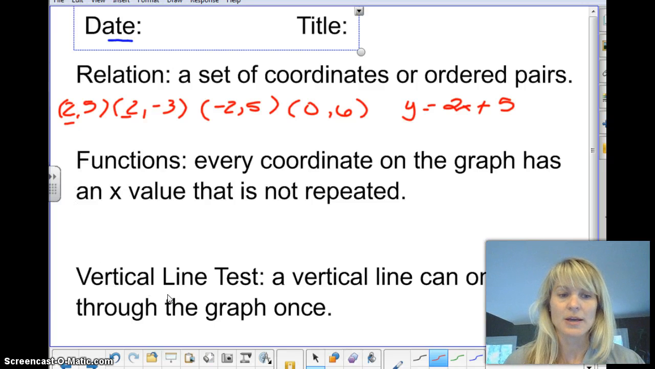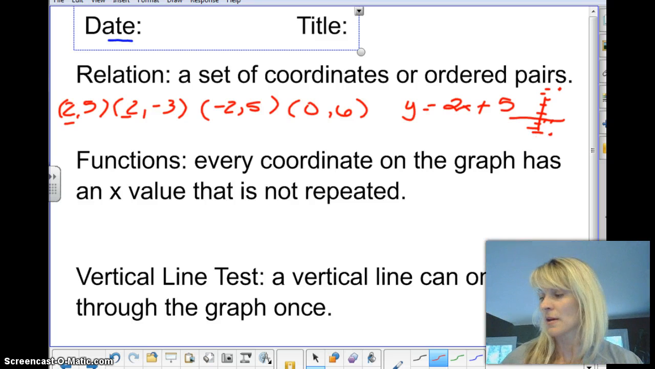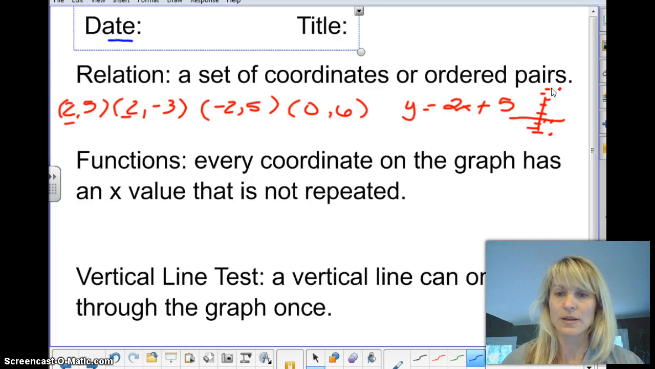And then we can also check if it's a function or not by the vertical line test. So if I were to graph those 2 points, let's do it over here, here's 2, and 1, 2, 3, 4, 5, a little bit off. There's that point, and then I had 2, -3. That point would be right here, and if I draw a straight line through it, you could see it goes through in 2 spots. Therefore, it's not a function, it's just a relation.